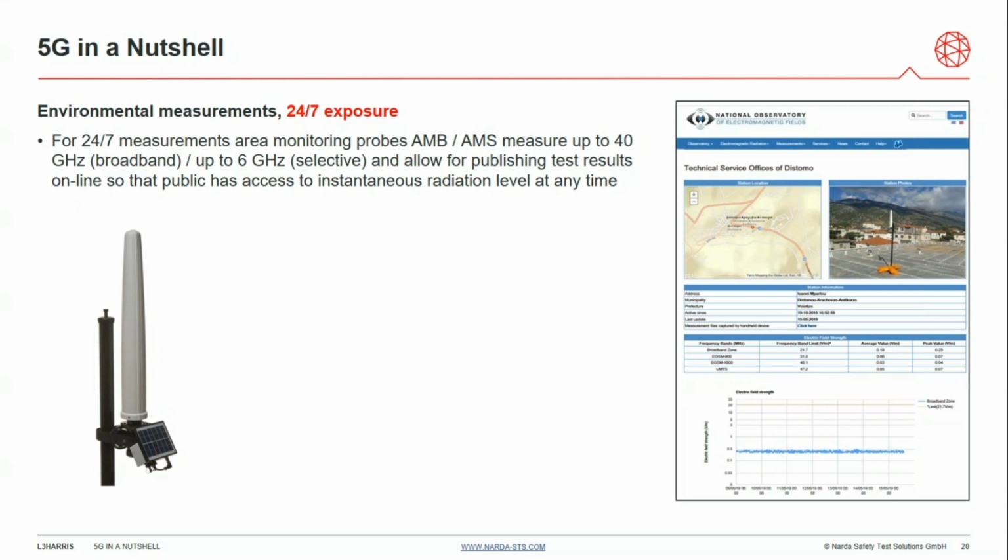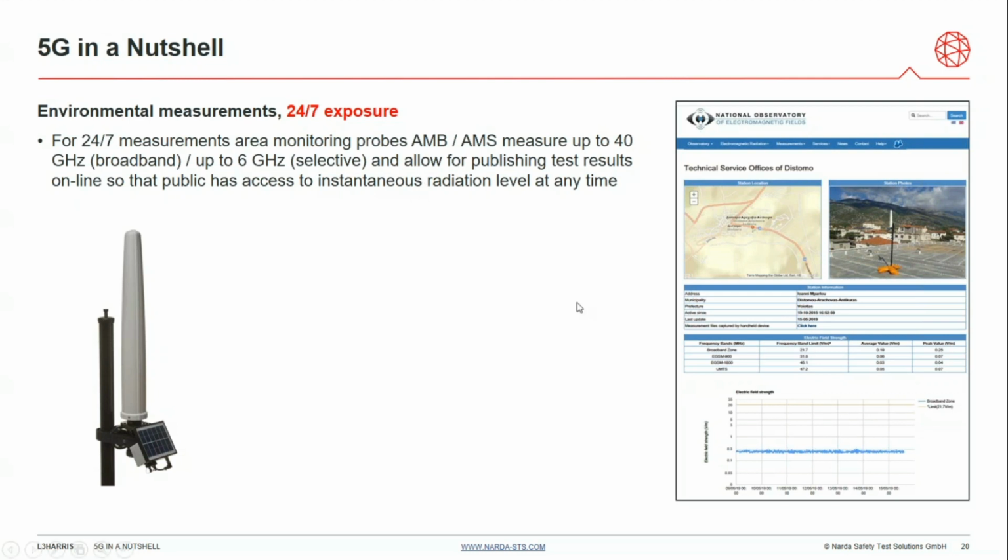Of course, as a broadband measurement, you will also have broadcast or radar signals in the vicinity of a tower included in the test results. We also have the selective one up to 6 gigahertz, and with this one you can select only the band for the 5G installation and analyze this service on its own.